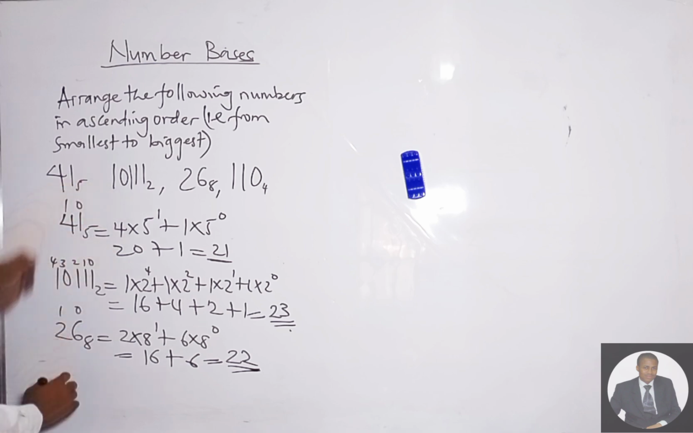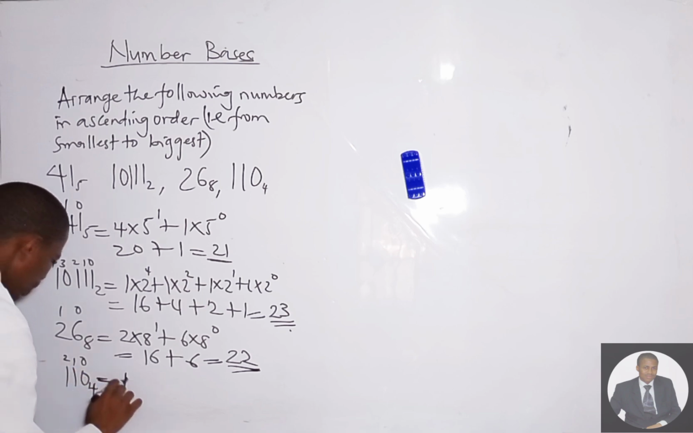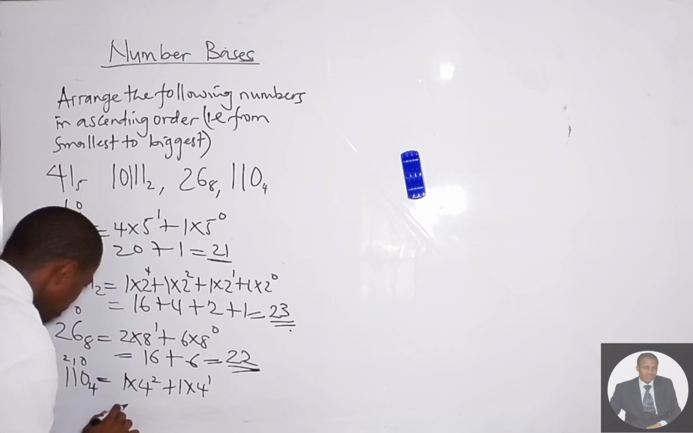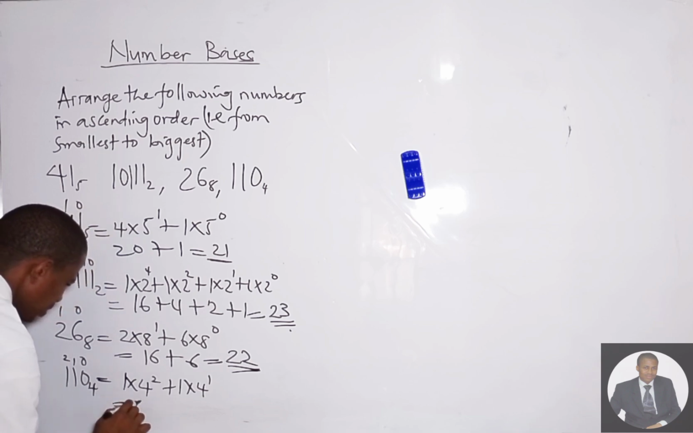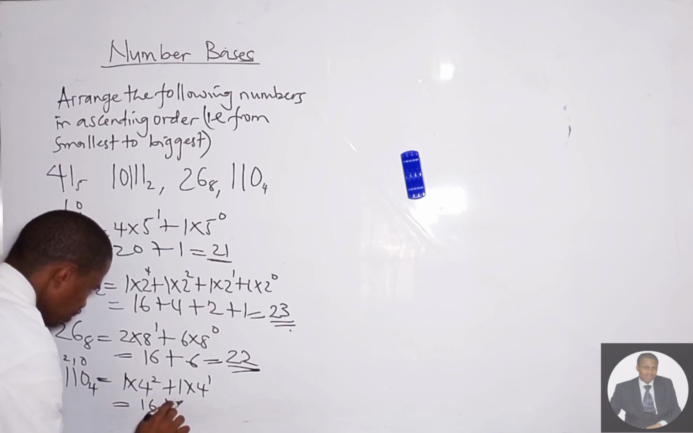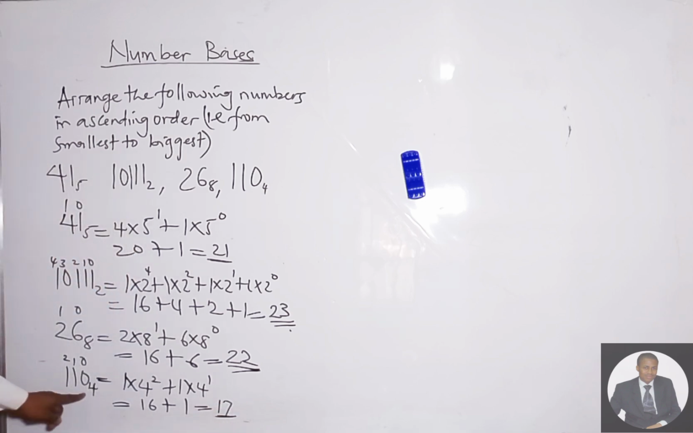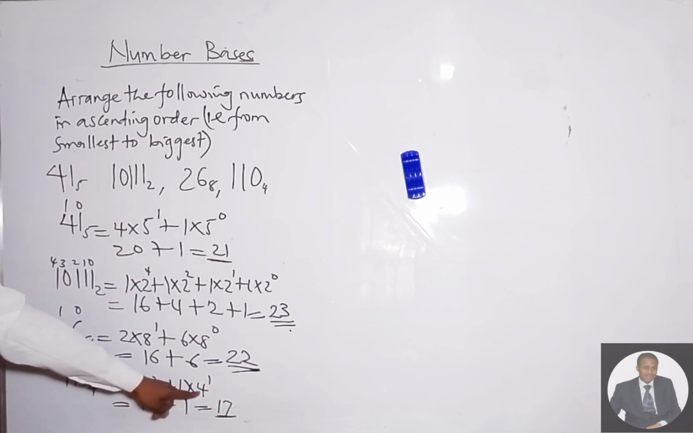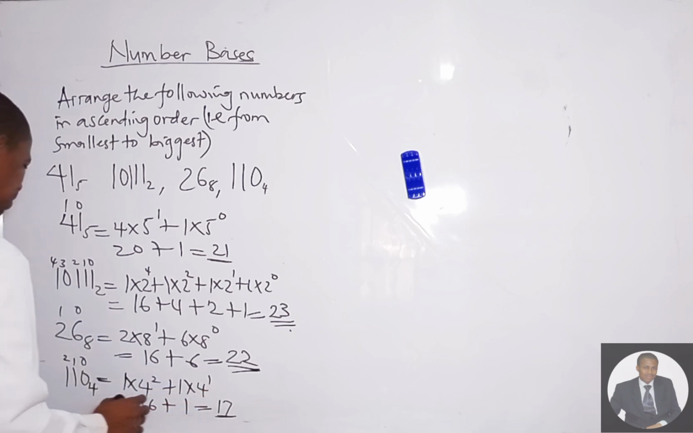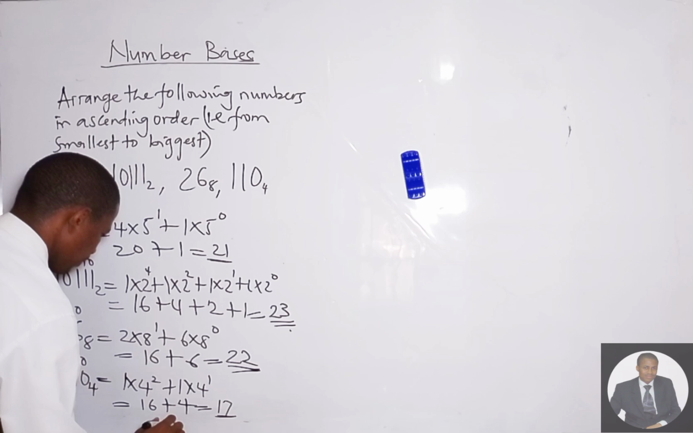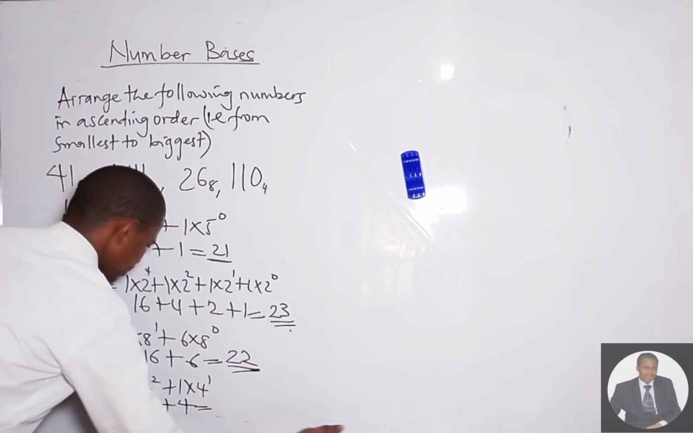Then the last one, 110 base 4. That will be 1 times 4 raised to the power 2 plus 1 times 4 raised to the power 1. And that will be 16 plus 4. That gives us 20. Because 1 times 4 raised to the power 2 is 16, and 1 times 4 raised to the power 1 is 4.